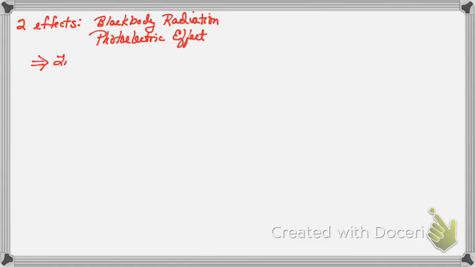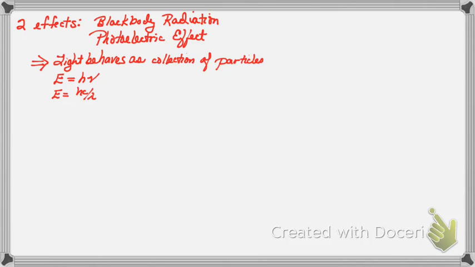All right, so what do we have here? What we have here are two effects for which classical explanations are inadequate: the blackbody radiation effect and the photoelectric effect. Both of these effects require that light behaves as a collection of particles with energy equal to h nu, or in terms of wavelength, hc over lambda, given that the frequency is equal to c over lambda.